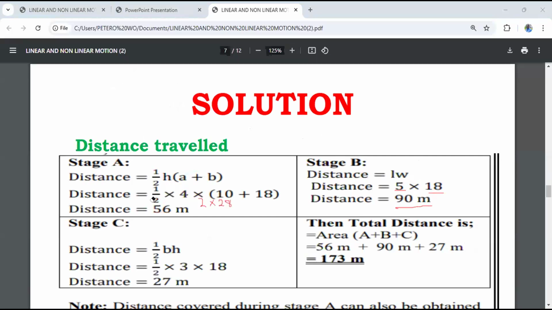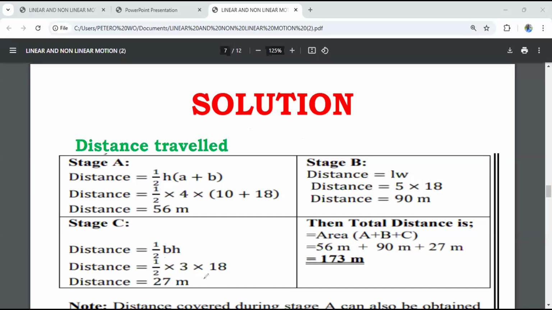So after looking at stage B, stage C had a right angle triangle with the base 3, because we are coming from 9 to 12, and the height is 18, because the velocity it comes from is 18. So if we divide 18 by 2, we get 9. So 9 times 3 gives us 27. And that is how we get our distance for stage C as 27.